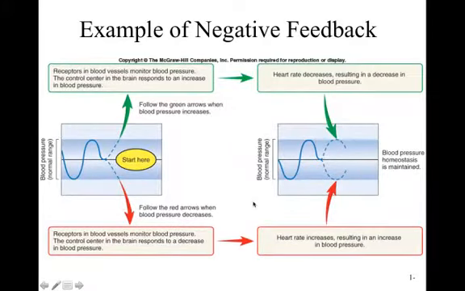So here's just another picture of it. If your blood pressure starts to increase, there's receptors in the blood vessels that are monitoring your blood pressure. When it senses an increase, the heart rate then will decrease, resulting in a decrease of blood pressure. If the blood pressure decreases, there's a response for your heart rate to increase, increasing your blood pressure. So your body's always trying to get it back to that set point.